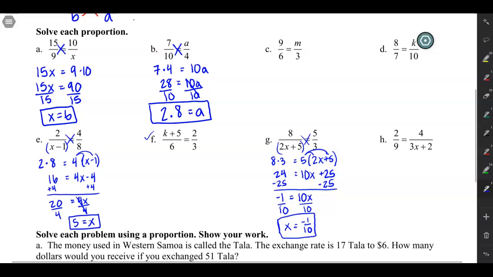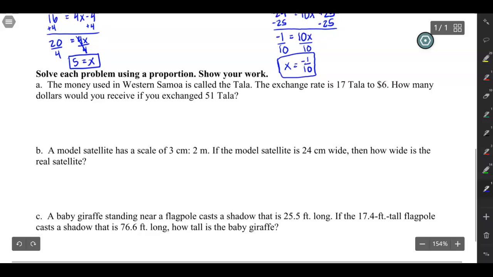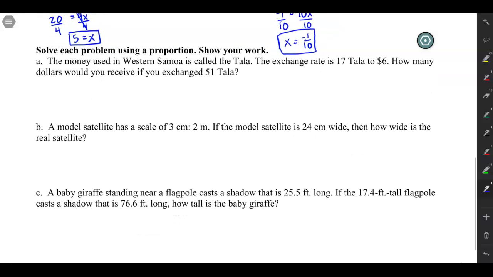Okay. Let's go ahead and talk through some solving proportions using word problems. So the cool thing about proportions is that they actually come up quite a bit in the real world. So for example, in example A, we have a question about the exchange rates between different types of money. So the money used in Western Samoa is called the tala. The exchange rate is 17 tala to $6. How many dollars would you receive if you exchanged 51 tala?